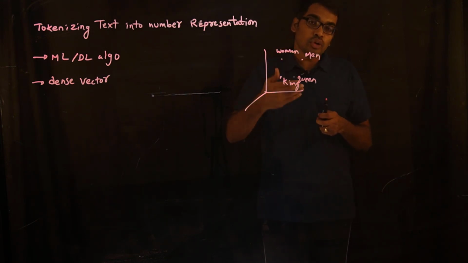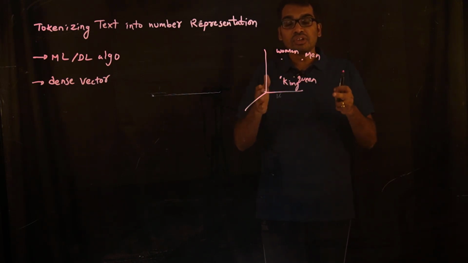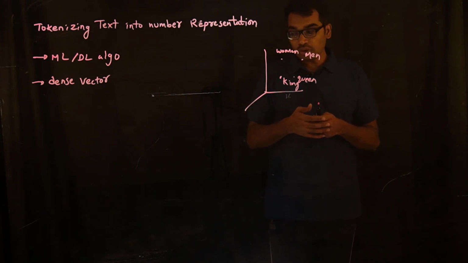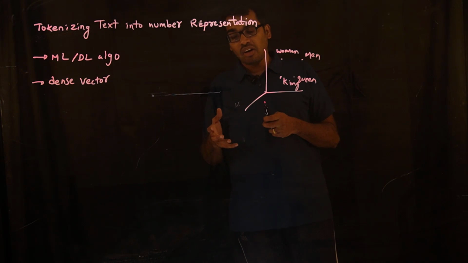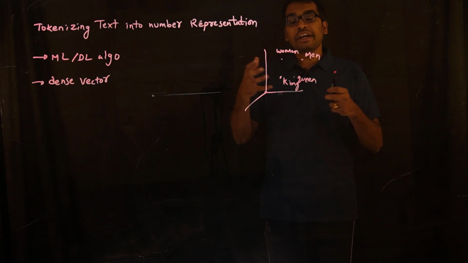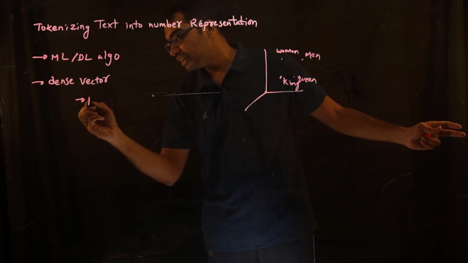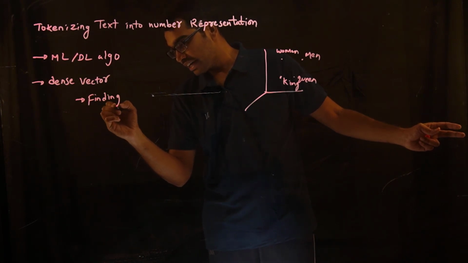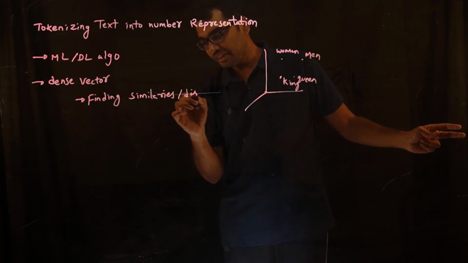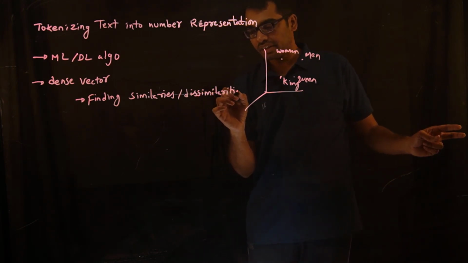So when you project them into a dense vector representation, we can find some kind of matching representation between the words or the subwords. That is very important when you have a dense vector representation. Why do we require a dense vector or vector space? Basically, to find the similarities or dissimilarities between the tokens. That is very, very important.